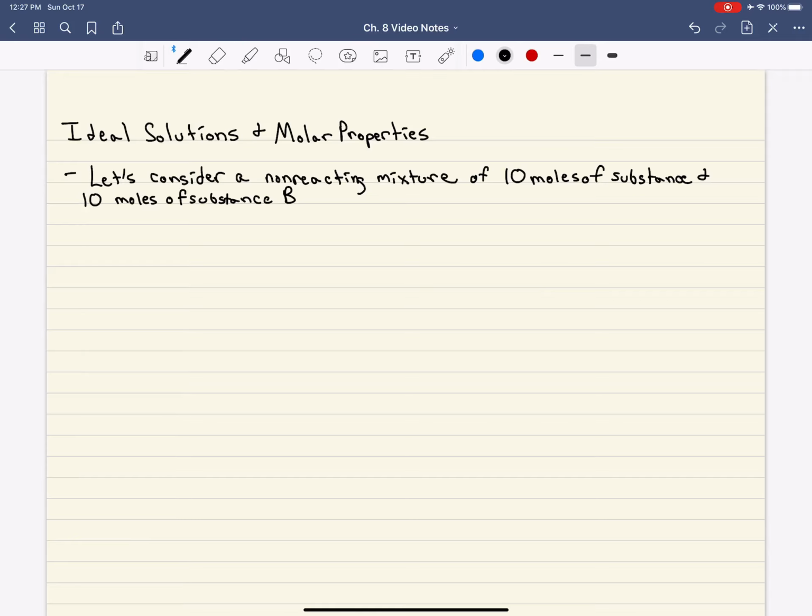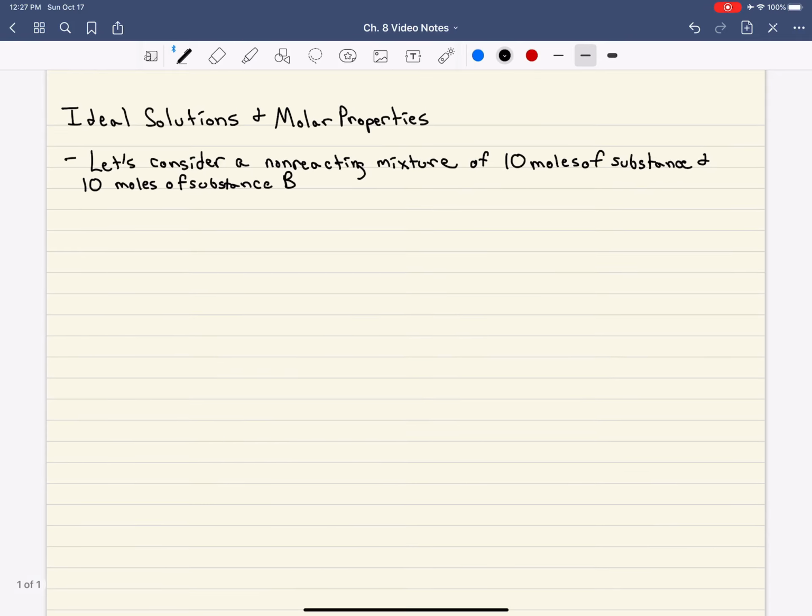Okay? And for substance A and substance B, they're each going to have different molar enthalpies. So substance A is going to have a molar enthalpy of 25 joules per mole, and substance B is going to have a larger value. It is going to be 75 joules per mole. And since we have 10 moles of substance A and 10 moles of substance B, the mole fractions are going to be equal to one another. They're going to be equal to 0.5.